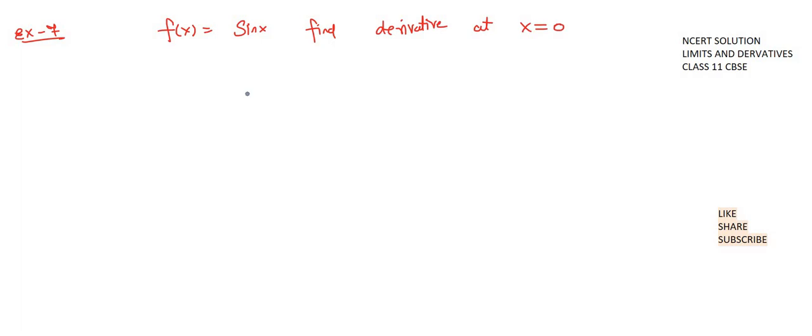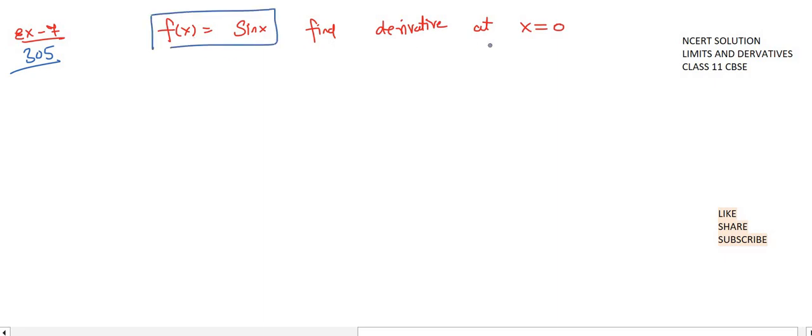Hey guys, I am doing example 7 on page number 305 for CBSE class 11. The page number may be different in your book. So they are asking to find the derivative of sin x at x equal to 0.